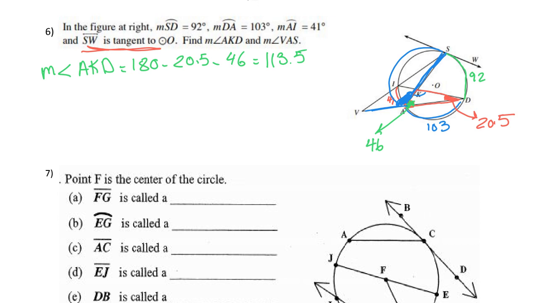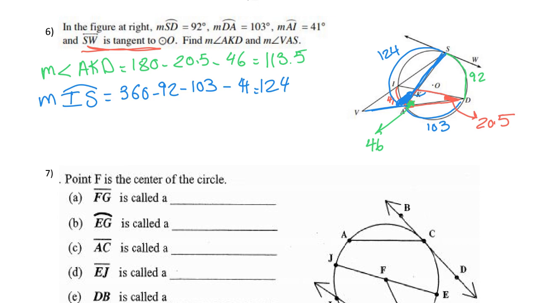Now I have one part of that arc, which is IA, and that's equal to 41. Now I'm left to find arc IS. All around the circle is 360 degrees. So the measure of arc IS is equal to 360 minus 92 minus 103 minus 41. And that's equal to 124. So this arc is equal to 124.